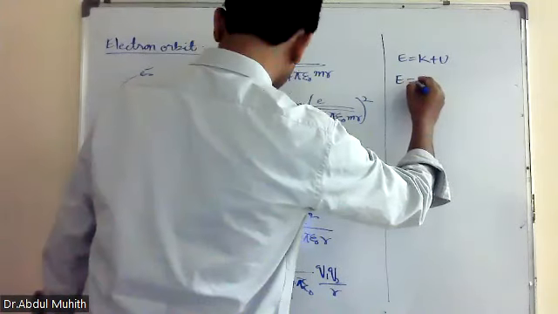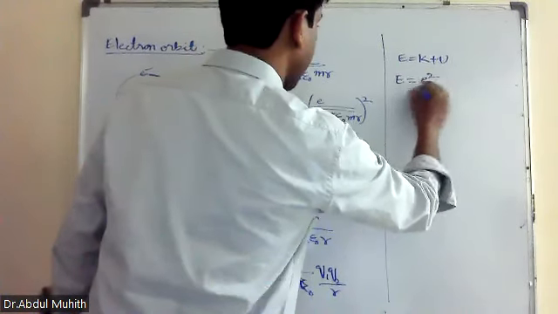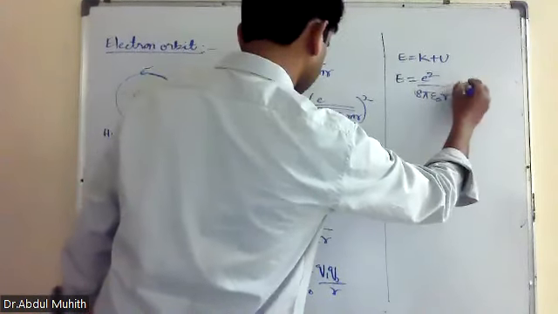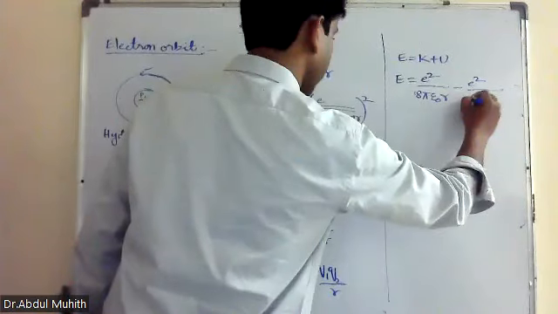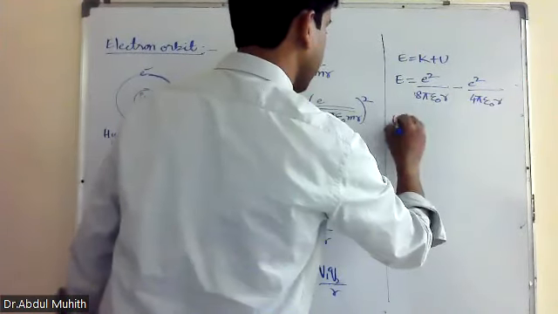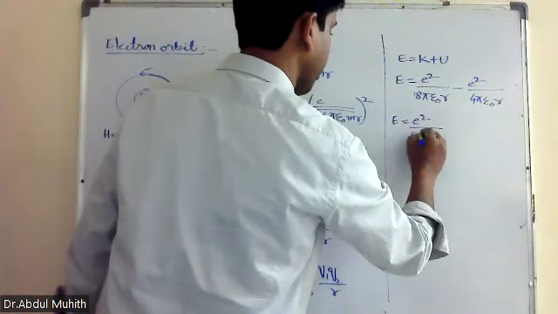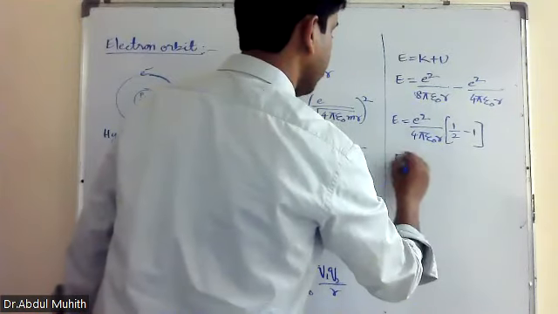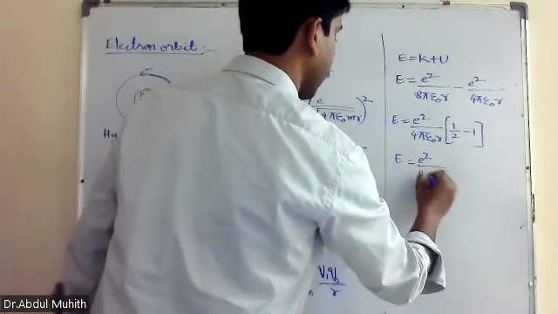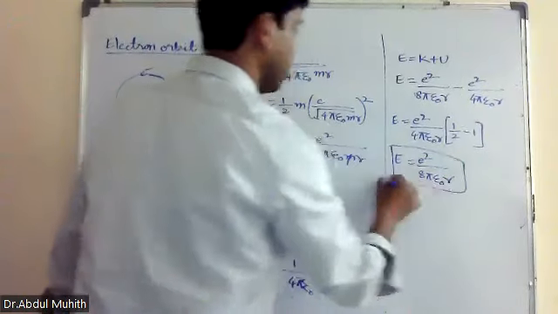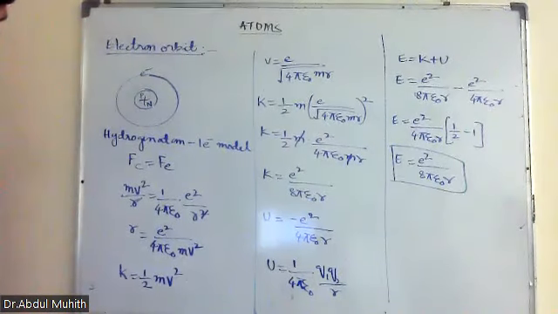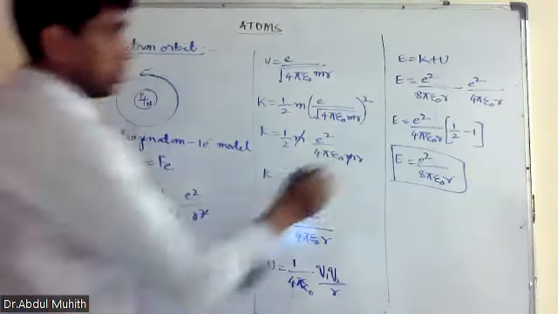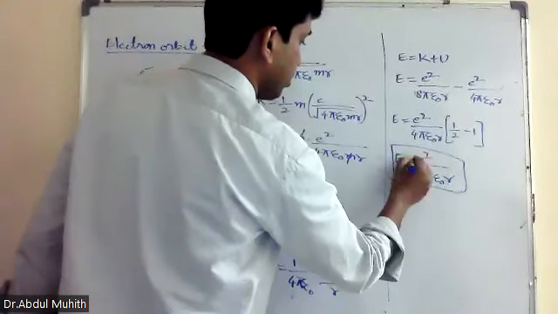Kinetic energy is E square by 8 pi epsilon 0 into R, minus E square by 4 pi epsilon 0 into R. So E is equal to E square by 4 pi epsilon 0 into R, into 1 by 2 minus 1. So E is equal to minus E square by 8 pi epsilon 0 R. This is the total energy. Is that clear now? Yes, the minus 1 will make it negative.